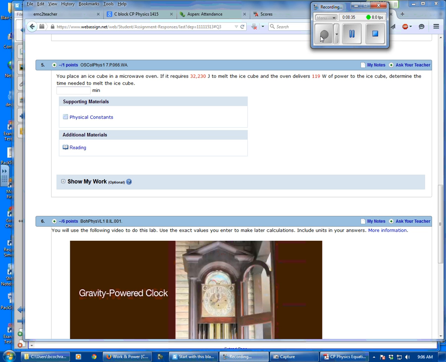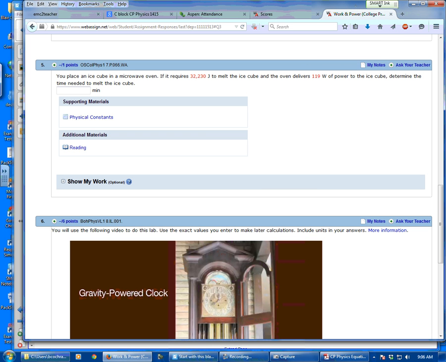All right, so number 3 is behind us, number 5 is ahead of us, and so we're going to look at number 5 now, where we're told that we have an ice cube, and it requires this much energy or this much work to melt the ice cube, and the oven delivers work or energy at this rate, because that's what the power is. And they want us to find the time needed to melt the ice cube.